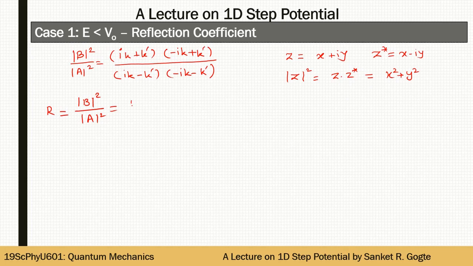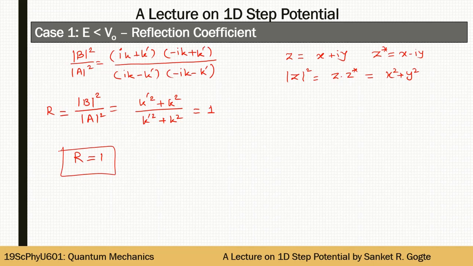Therefore in this case what I should get is k square plus k prime square divided by k prime square plus k square. So therefore R turns out to be equal to 1. So reflection coefficient is 1, which means that probability of reflection is equal to 1.